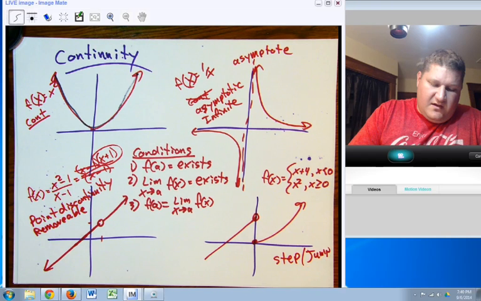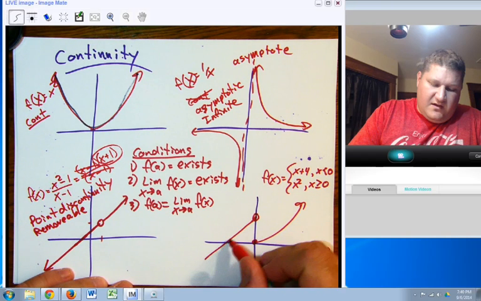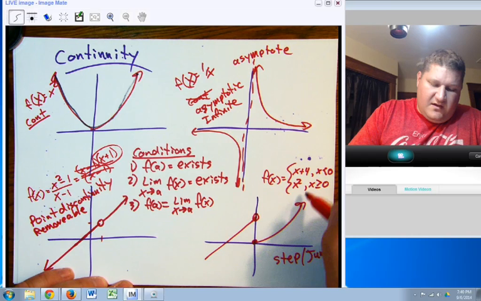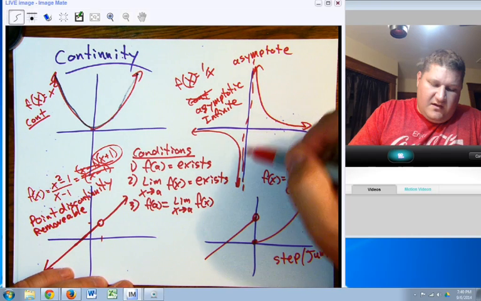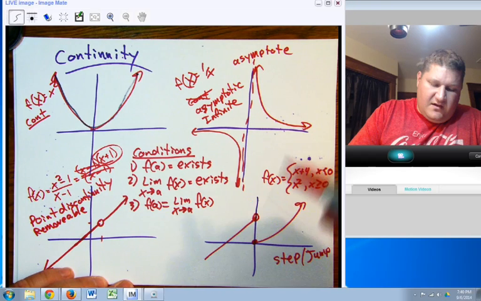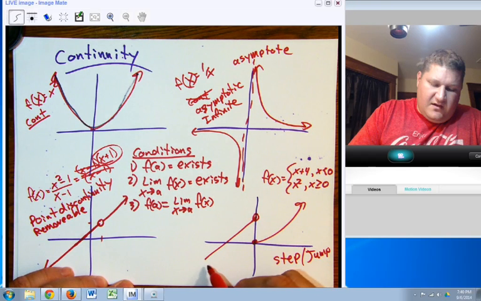Now, another type of discontinuity is step discontinuity or jump. Step or jump discontinuity because the graph literally comes up and you jump down to somewhere else. Now, it's different from asymptotic discontinuity because it's not going forever in one direction then forever in some other direction. It's simply jumping from one place to the next.